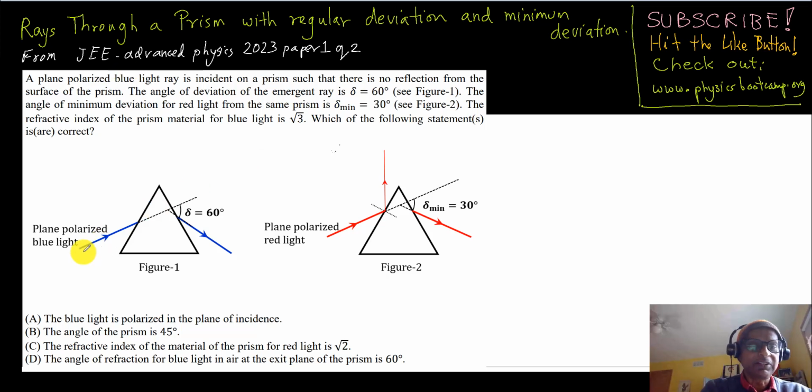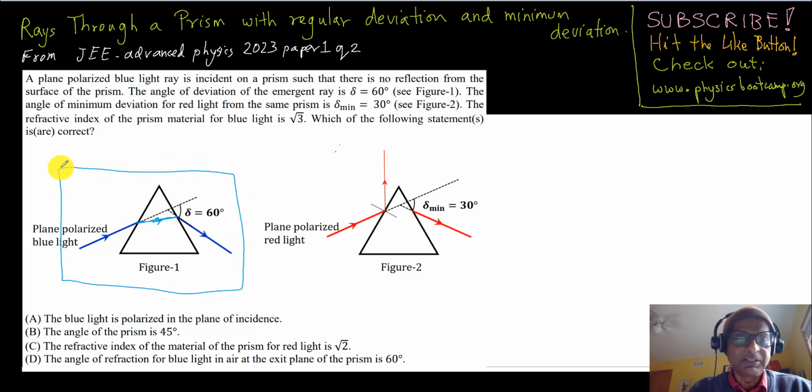So it says there's a blue light you shine on, and it's plane polarized light. So here's an incidence ray, and let's draw the blue thing here. There will be a refracted ray inside here, and then another refracted ray. Now all of this is the plane of incidence.